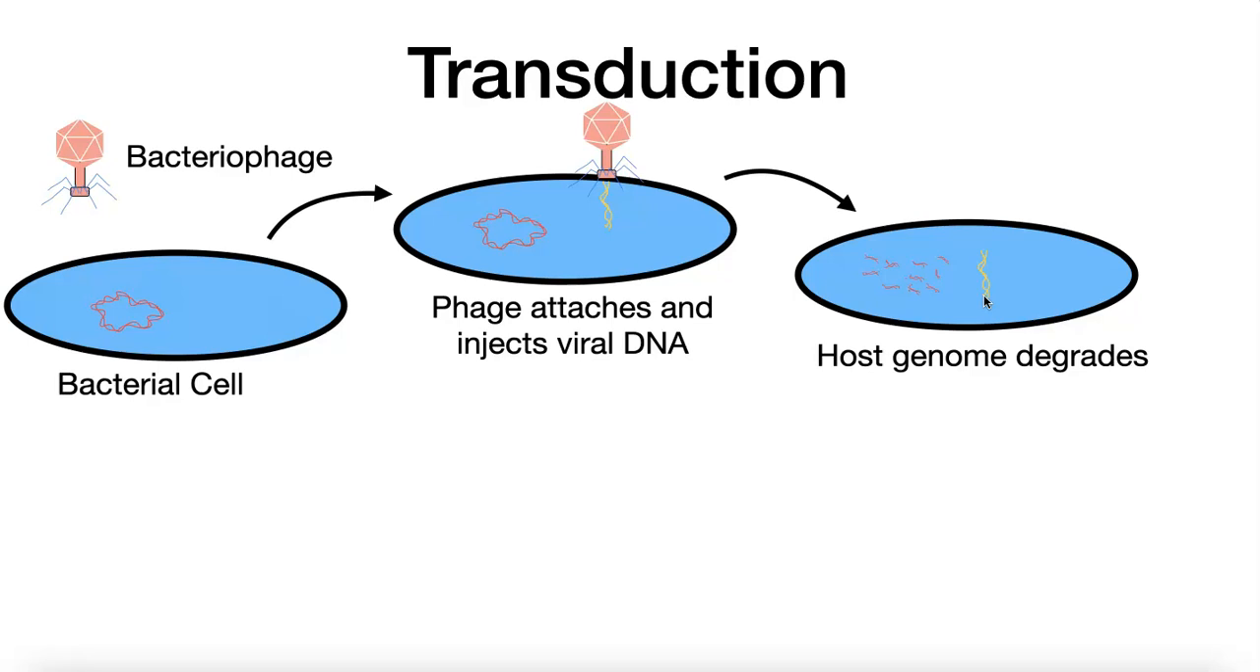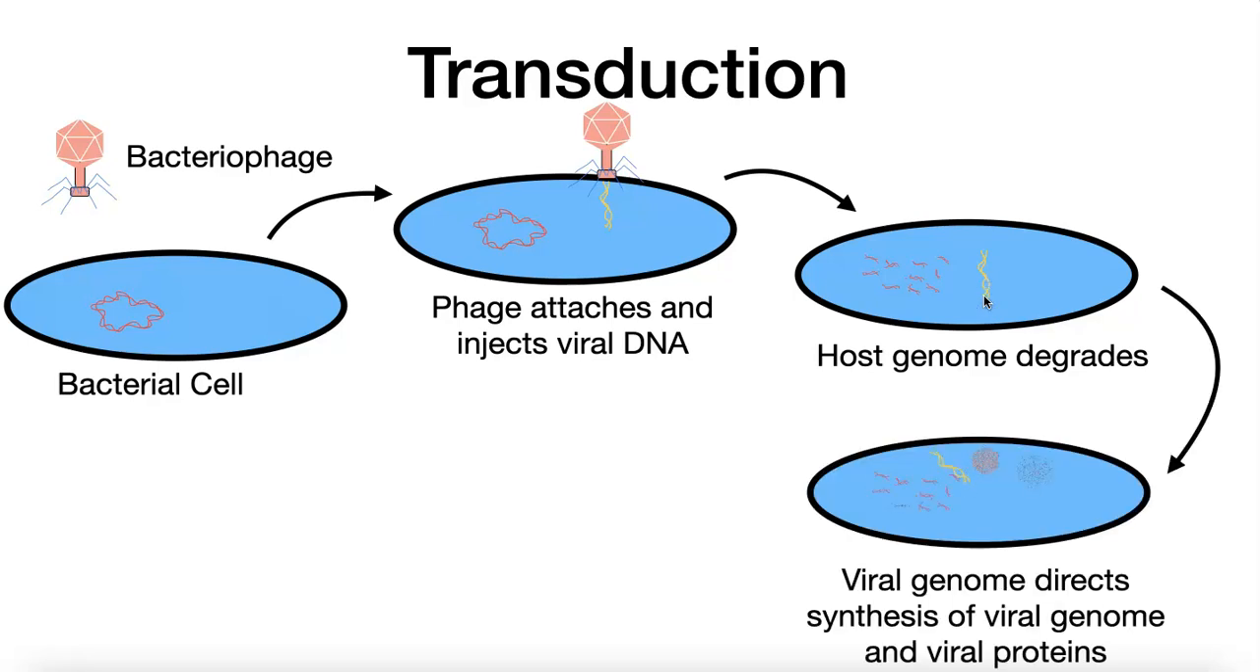And what that's going to do is tell the cell to make all of the parts needed to synthesize more viral particles, so more bacteriophage. These are not assembled yet, but it's got all the pieces. It's got the viral DNA shown here in yellow. It's got the viral capsid shown here as this little polyhedral shape, is what we call it. And so all the pieces are there. So that's the synthesis part.